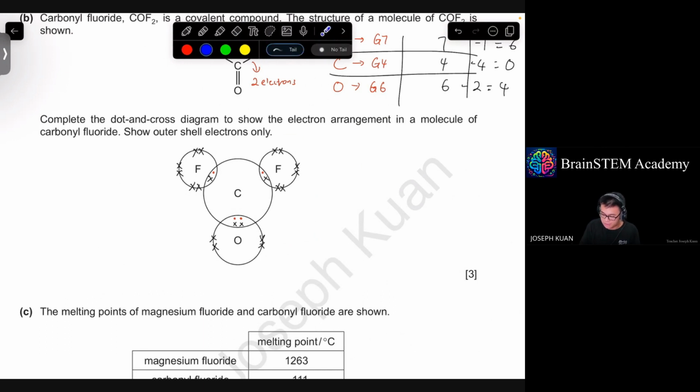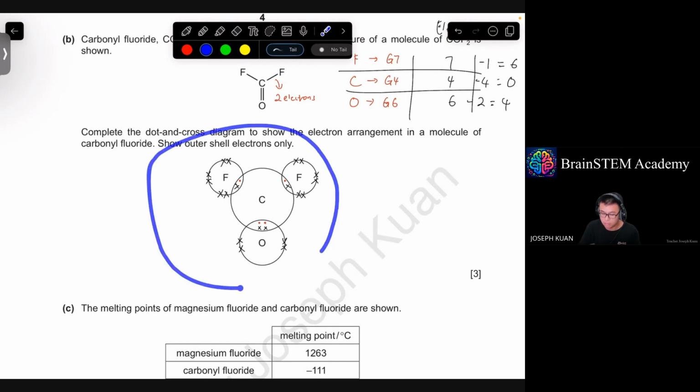Each fluorine should have 7 electrons, in which 1 is used for bonding for each of the fluorine atoms. Oxygen should have 6 electrons in the outer shell, and 2 of them are used in bonding. Carbon should have 4 electrons, and it uses all of them for bonding. So that's the final structure.